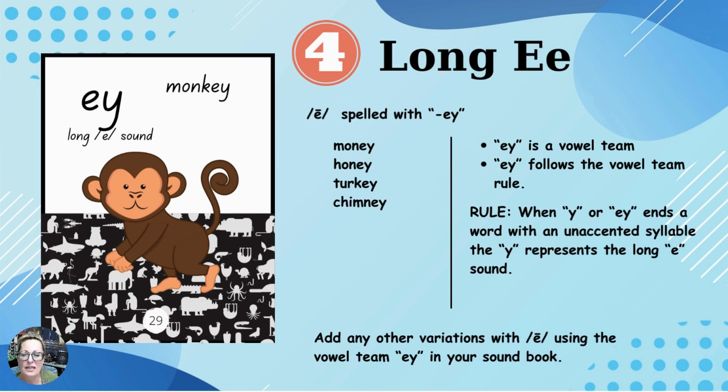Long E with an EY. So we usually see EY at the end of a word, like money, honey, turkey, chimney. EY is considered a vowel team, and it follows the vowel team rule. The E is first. It's making a long E sound. Here's the rule. When a Y or an EY ends a word with an unaccented syllable, oh, that's a whole other lesson. The Y represents the long E sound.